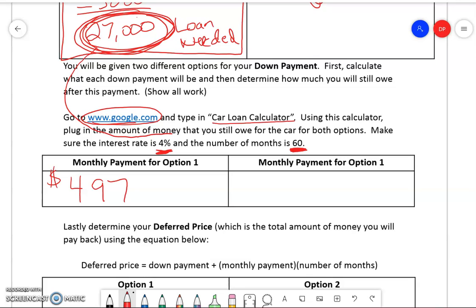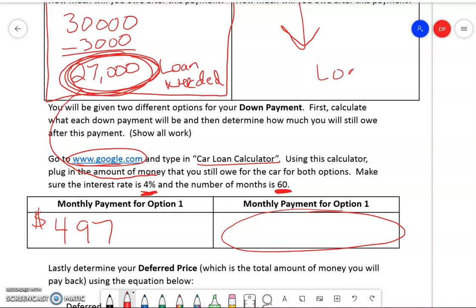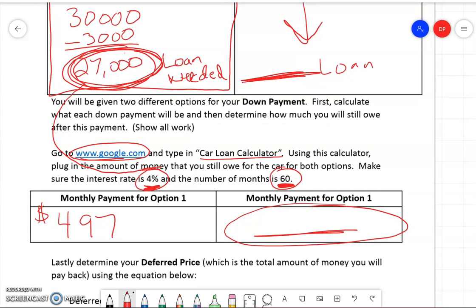Again, we're going to do the same thing for option 2, but we're going to have a different loan. My loan will be different. So it's not going to be $27,000, but it's still going to be 4%. It's still going to be 60 months. But it will be a slightly different number here for our loan.